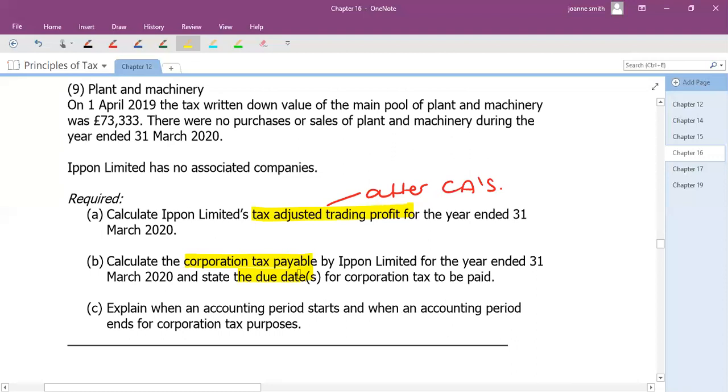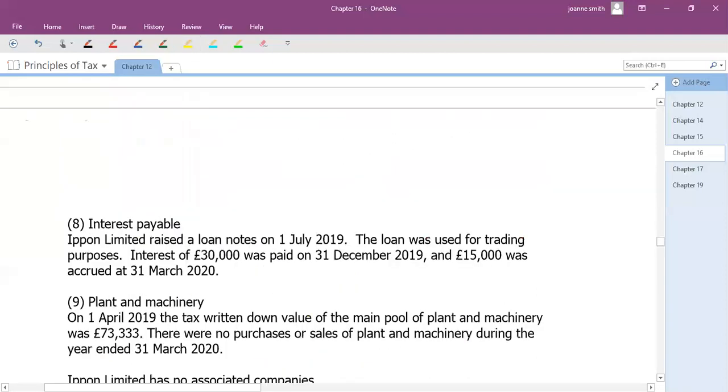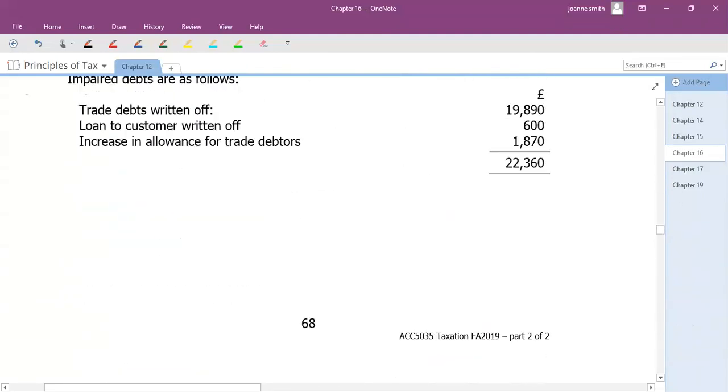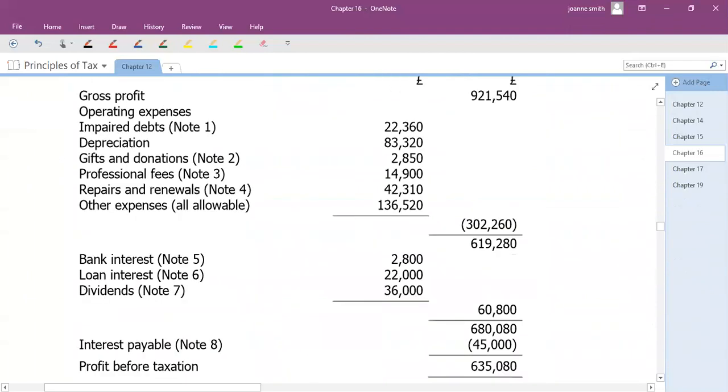And then we just got a little bit of theory at the end saying when does a period start and when does a period end. So that's all about this 12-month rule that we've been talking about. So the big chunk of the question, we haven't got any marks here, but the big chunk of the marks would be for A, doing the tax adjustment. So you've done this many times before for an individual. It isn't really any different, apart from there's probably a little bit more to read.